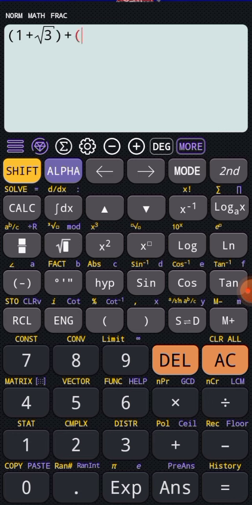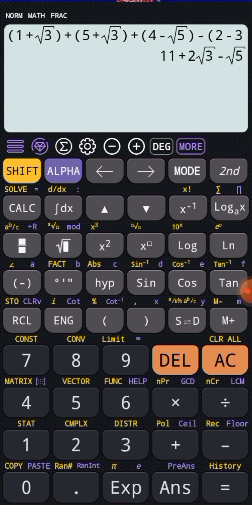Then plus bracket open again, 5 plus root 3, sorry, 5 plus root 3. Then press the forward part of the replay button again, close the bracket. Then plus 4 minus root 5. The brackets are very important, you must close it. Then minus bracket 2 minus 3 root 5.